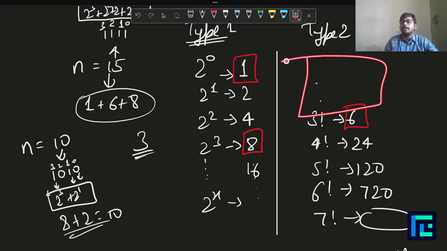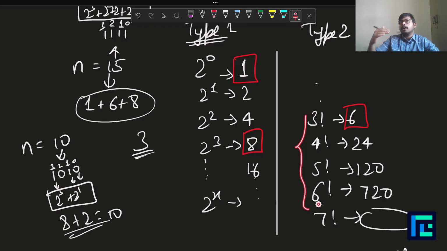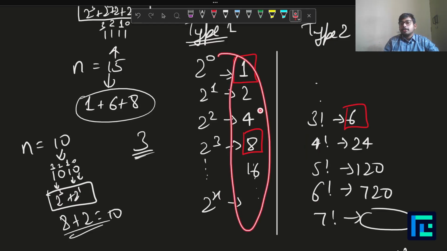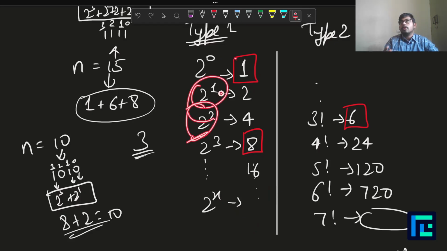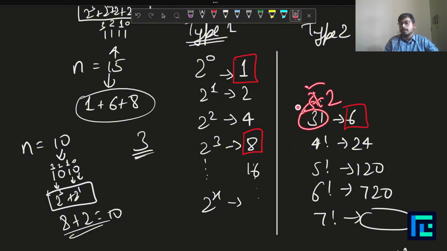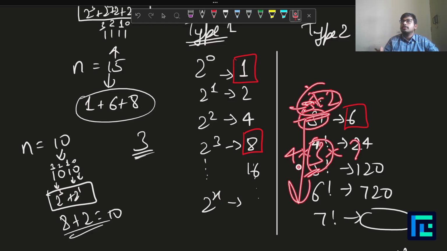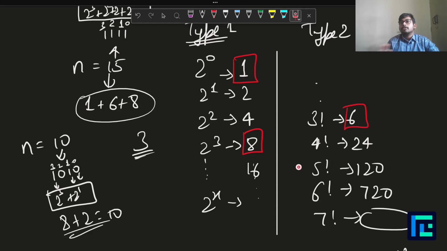So I'm just removing them from my type 2 category. And if you look from 3 factorial up till the 14 factorial, none of the numbers would come in type 1. Why? Because in type 1 we have numbers which are purely powers of 2. No other prime factor exists. But in 3 factorial, you would have a 3. It's 3 into 2. So this won't exist. In 4 factorial, again you would have a 3. So in all the factorials above that, you would have something other than 2. So they would never form a power of 2.